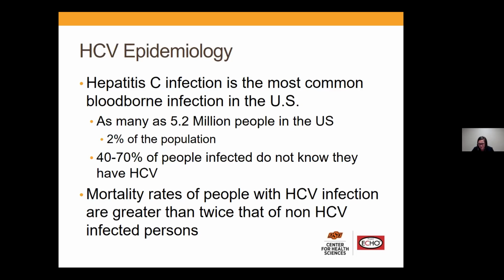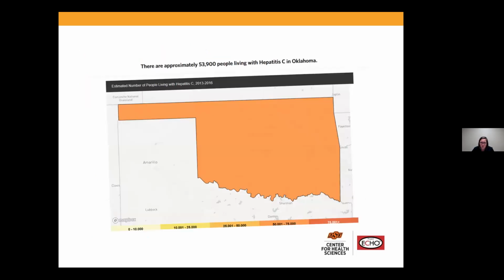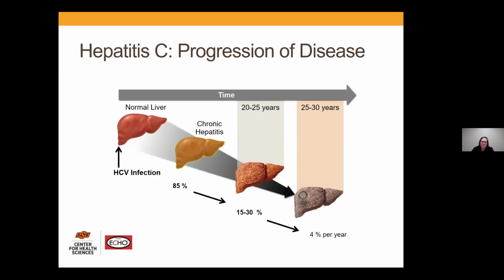But mortality rates for people who have hepatitis C infection are actually about twice that of patients who do not have hepatitis C. Now here in Oklahoma, it's a common disease state that we see. There are about 54,000 people in Oklahoma that are estimated to have chronic hepatitis C infection. And it's important to look at the progression of the disease.